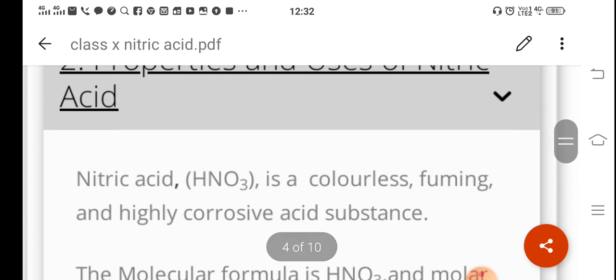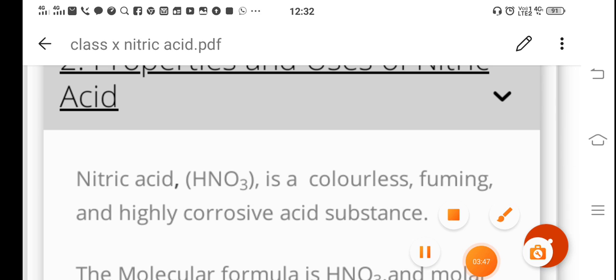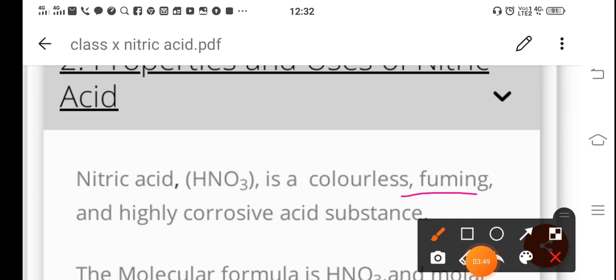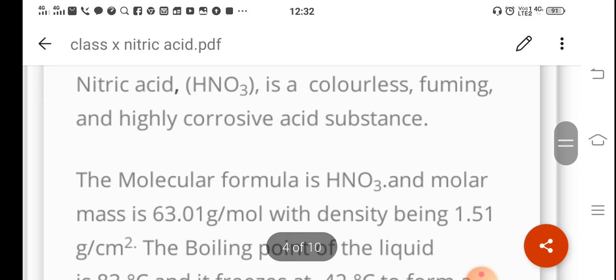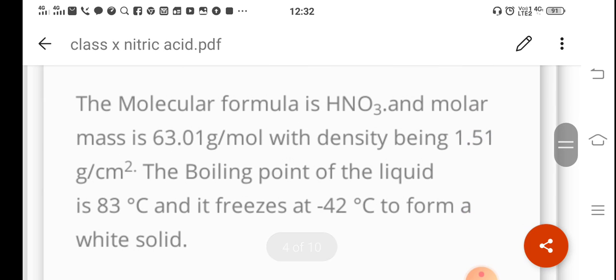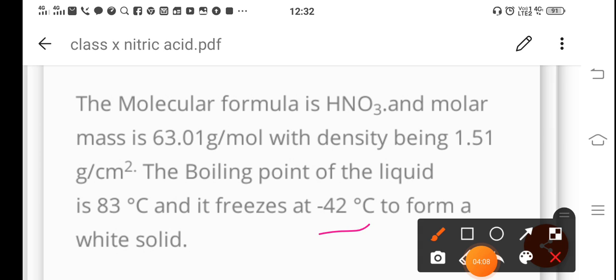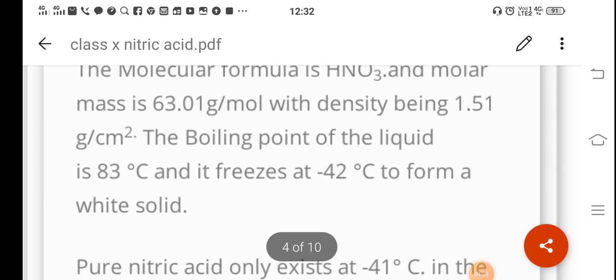Now the properties and uses of nitric acid. Nitric acid is considered a fuming acid due to the presence of nitrogen dioxide, which continuously evaporates. It's a highly corrosive substance and can form blisters on the skin. The molecular formula is HNO3, the density is 1.51, and the boiling point is 83 degrees Celsius. It freezes at minus 42 degrees Celsius to form a white solid.